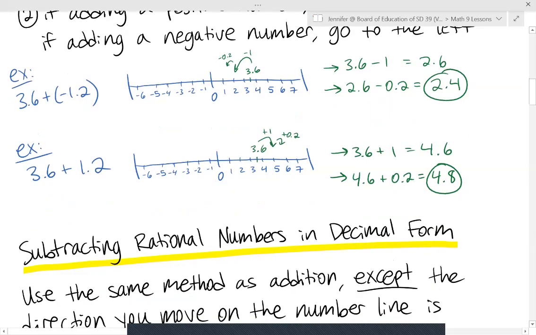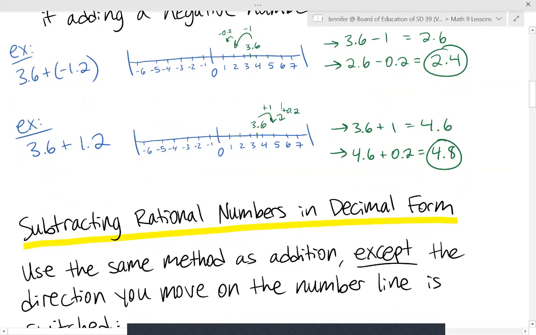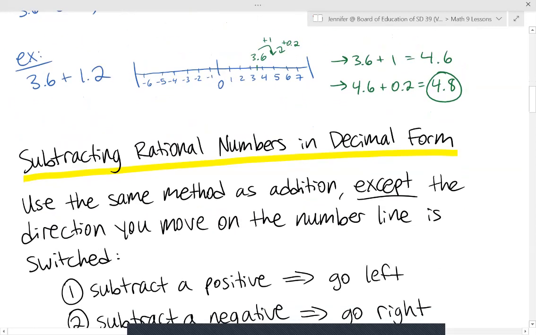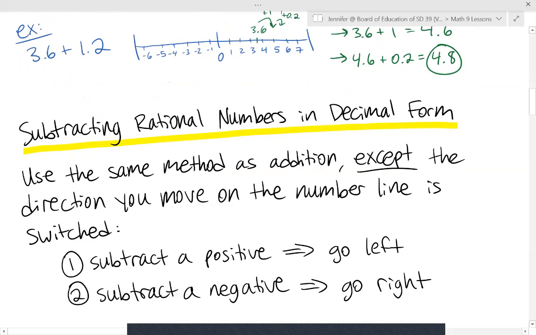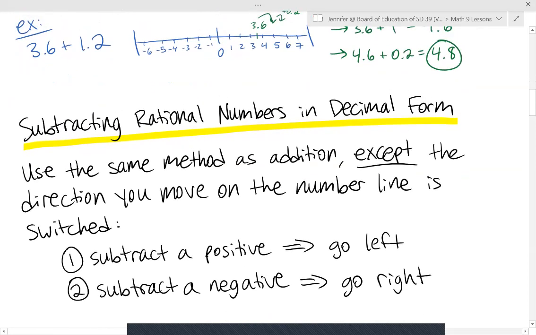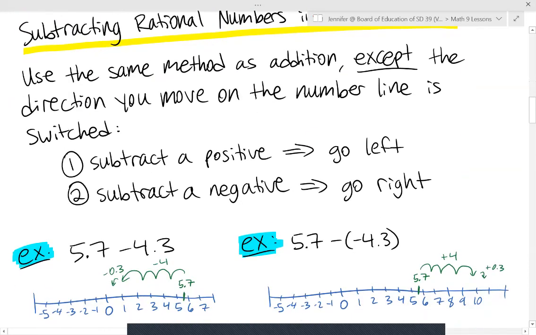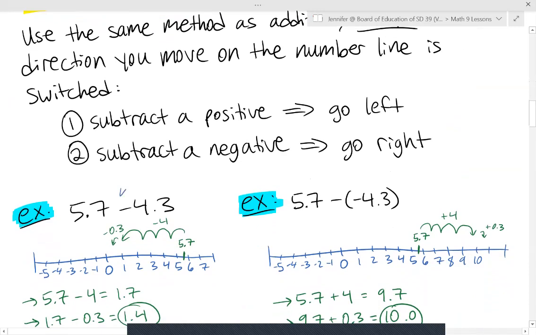Subtracting rational numbers in decimal form is very similar, except the direction you move on the number line is switched. So if you subtract a positive, you go left on the number line. If you subtract a negative, you go right. And that's because the negatives are going to cancel each other out. So in this example here, we're subtracting a positive. Well, really this 4.3 is a negative because the subtraction sign is in front of it. So it's like adding a negative is the same as subtracting a positive.